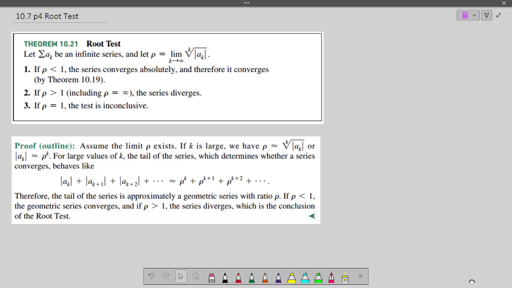So the root test is very similar. Instead of finding r, they call it rho here, Greek letter r. And we're going to take the limit of the kth root of the absolute value of a sub k.